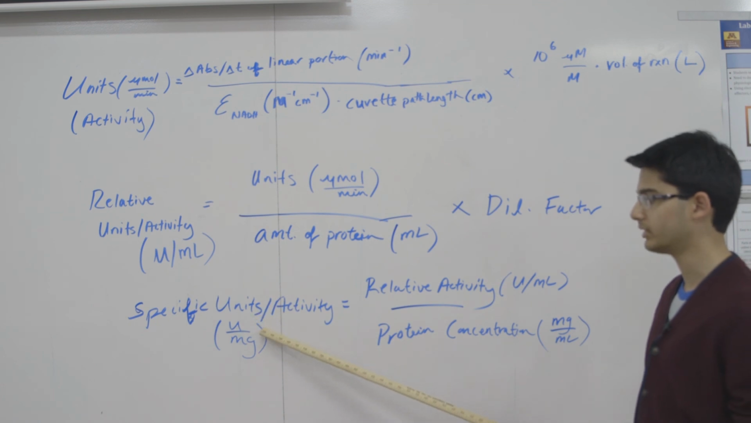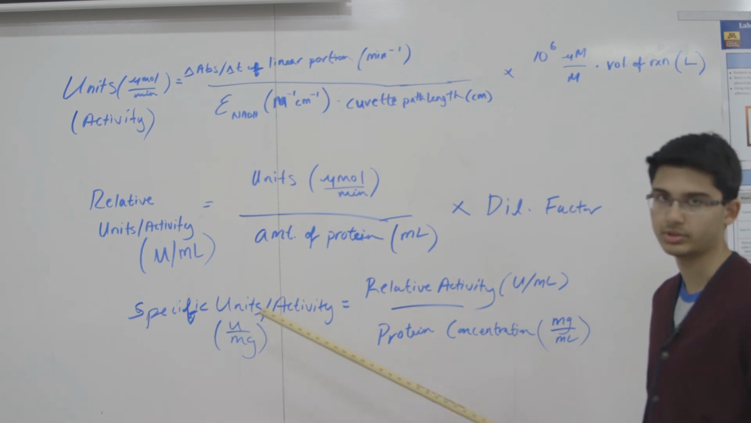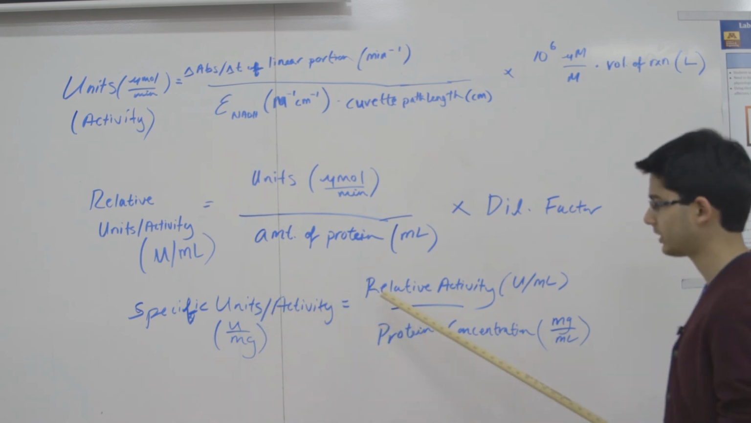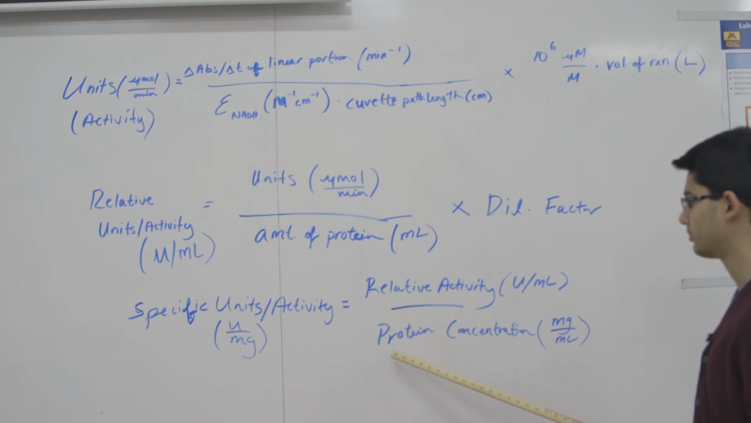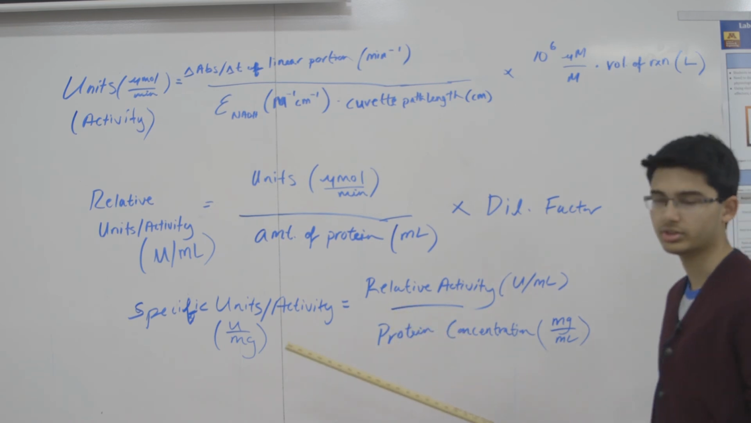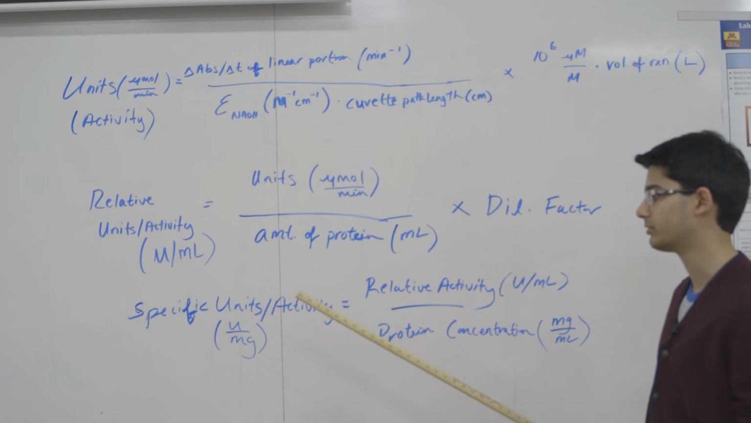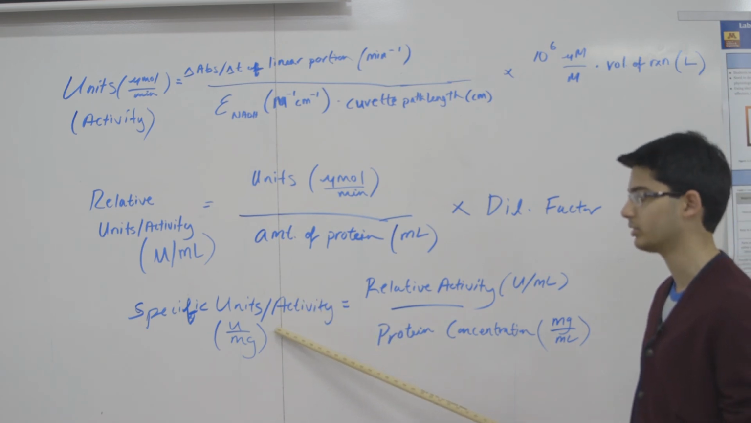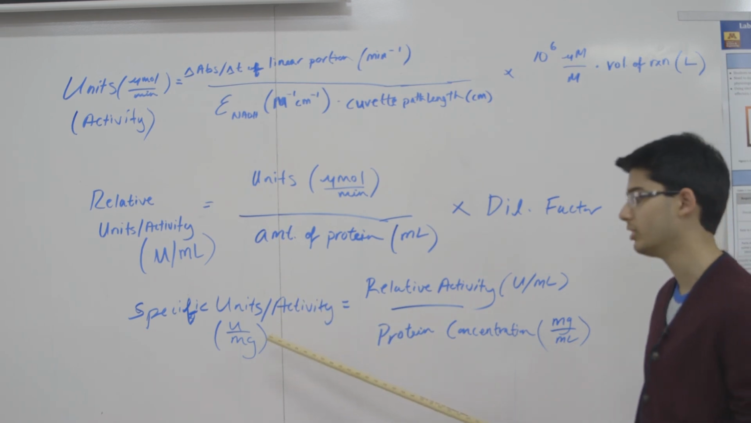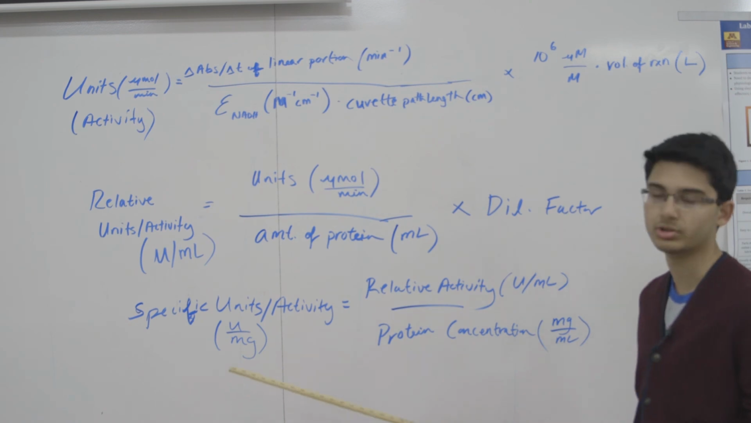Now at the end, when you want to find the specific activity of your sample, you take your relative activity and you divide it by your protein concentration, generally in mg per mL, and you'll find that from your Bradford. And that gives you the specific units or specific activity of your sample, which is generally like a measurement of purity of your sample.